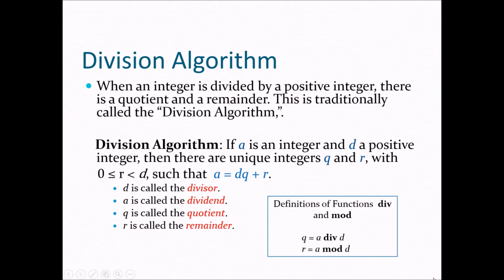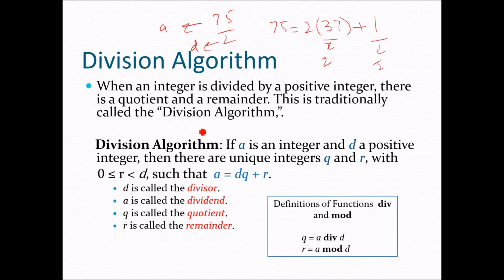For example, if we divide 75 by 2, then how can 75 be written in this form? D here is 2, A here is 75, that is our dividend is 75 and divisor is 2. So 75 can be written as 2 into 37 plus 1. So this is Q and this is our R.